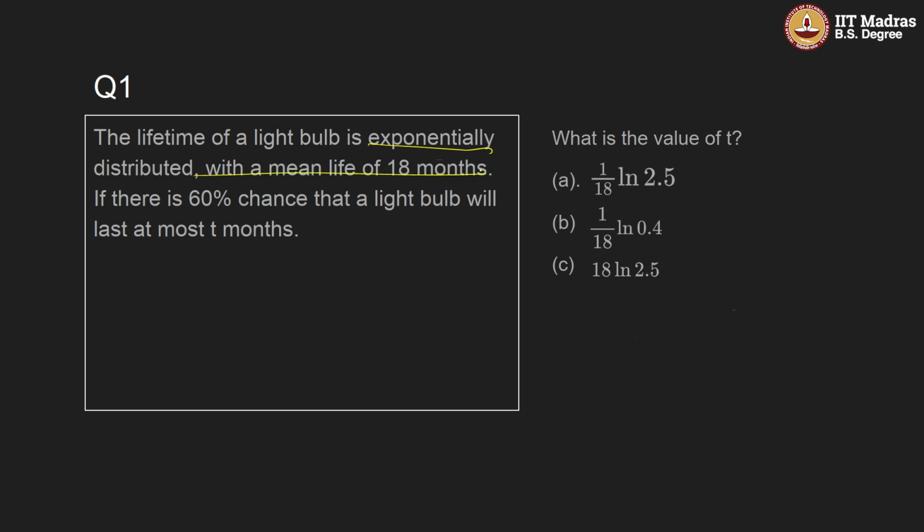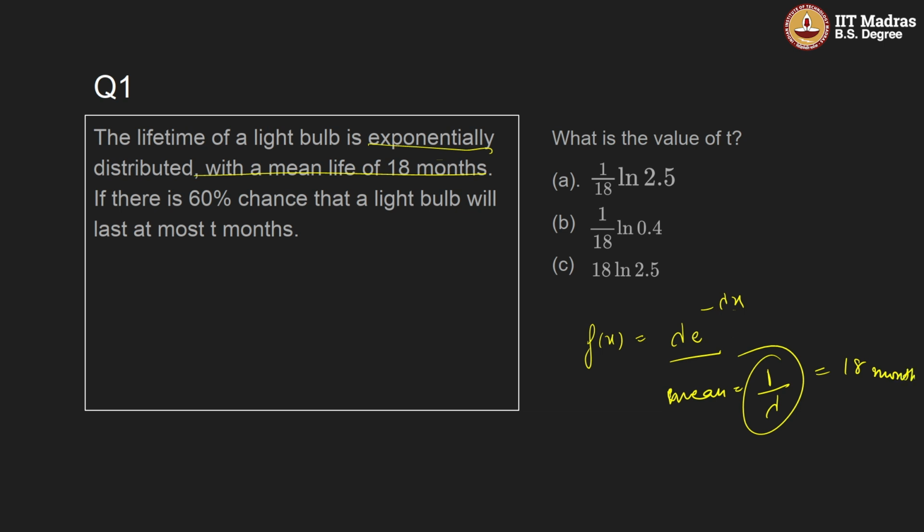So first of all, what is the PDF of exponential distribution? It is lambda e raised to the power minus lambda x, right? And the mean is given by 1 upon lambda, right? Now it is given that the mean life is 18 minutes. So 1 upon lambda is 18 months.